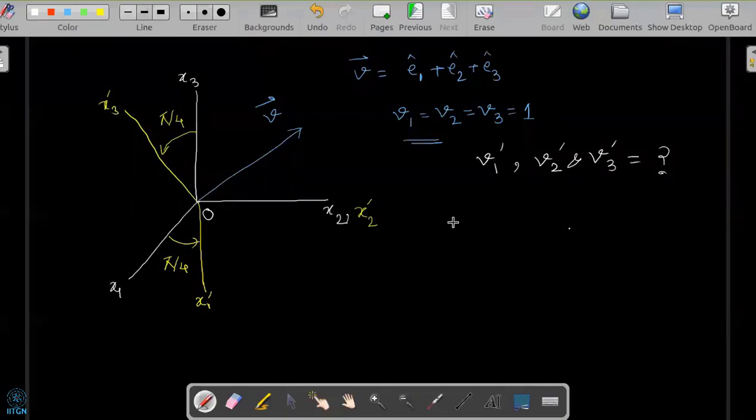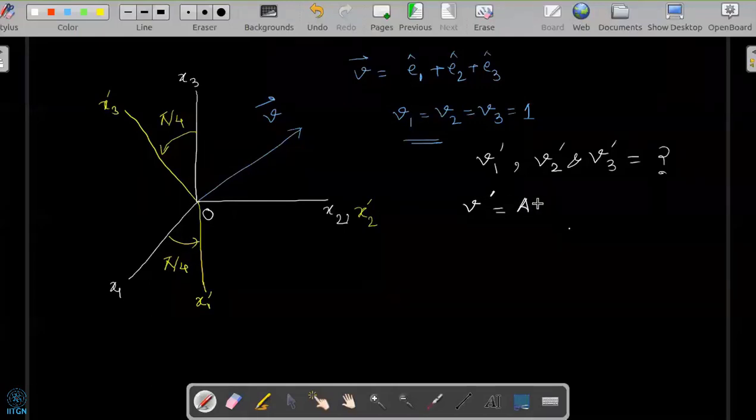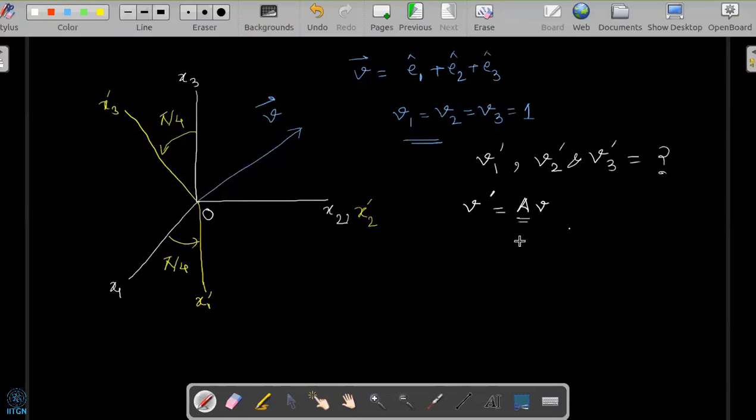As we know, the relation for this is v dash is equal to transformation matrix A times v. So how do we do that? Because v1, v2, v3 are given to you, we first have to know the value of the A matrix, and then we can easily do it. Before going to the cosines, we must know what the angle is. The best way is to make a table and first write the angle between the different axes: x1, x2, x3, and then x1 dash, x2 dash, x3 dash.